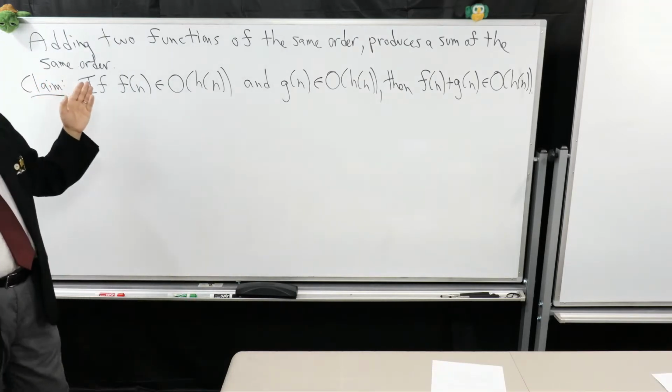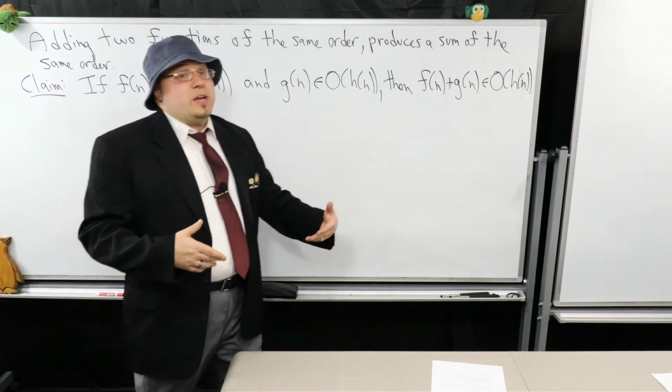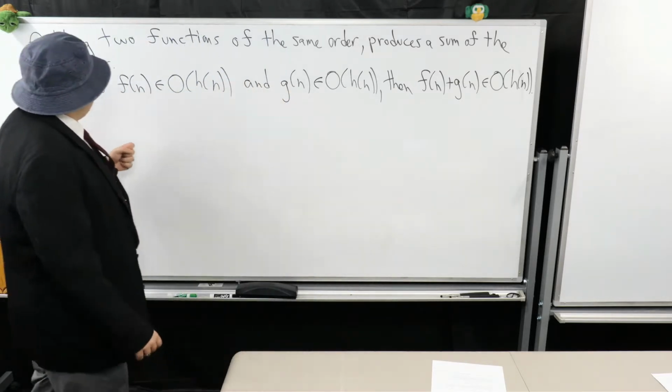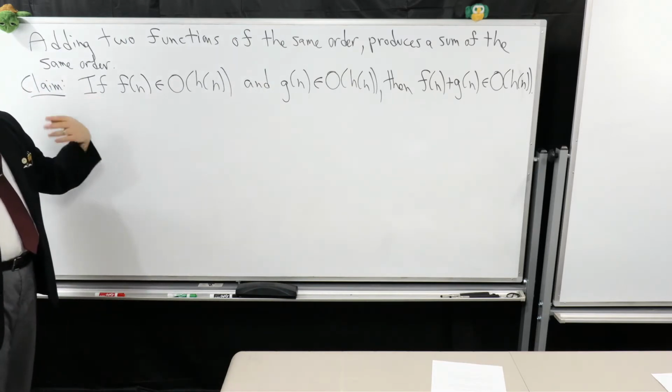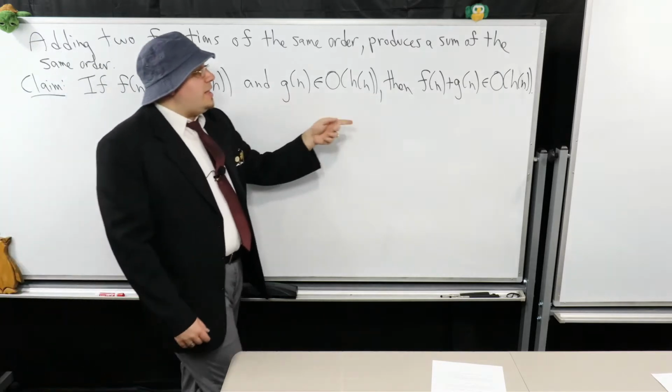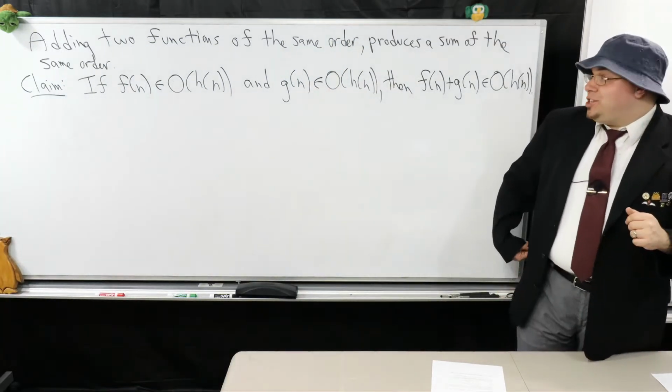What I'm going to tell you is that if you sum over F and G, this will also be big O of H. So written in more careful language, if F is big O of H and G is big O of H, then the sum F plus G is in fact big O of H.